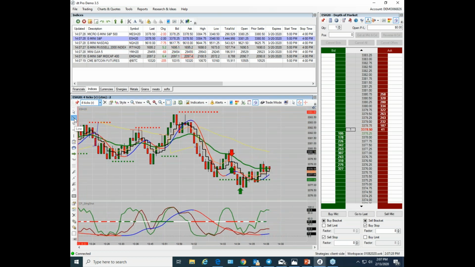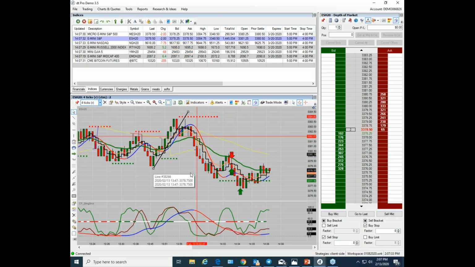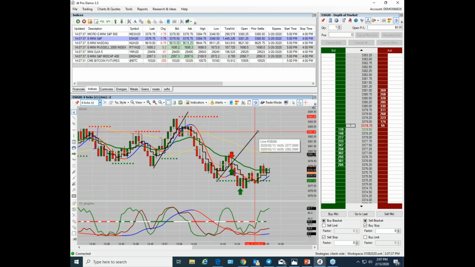The other thing we talked about is drawing trend lines. As soon as you get the cross, whether it's a bullish or bearish cross, you should be activating that trend line and drawing them, okay? By the end of the day, your chart should be messy.